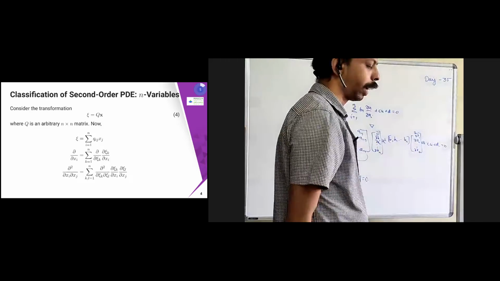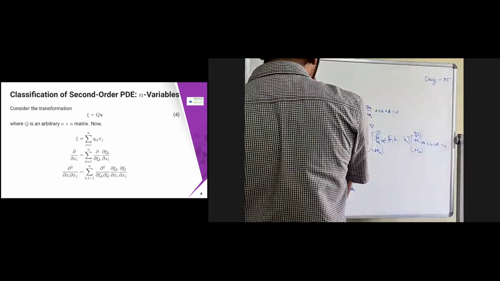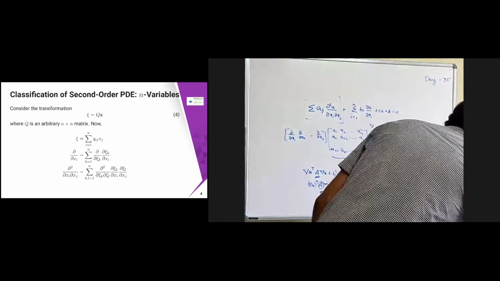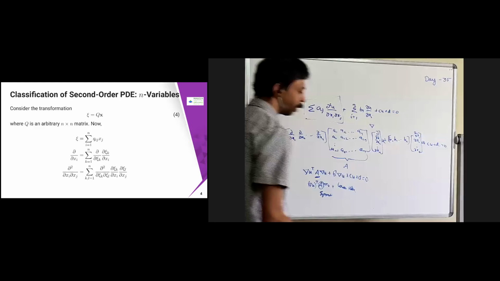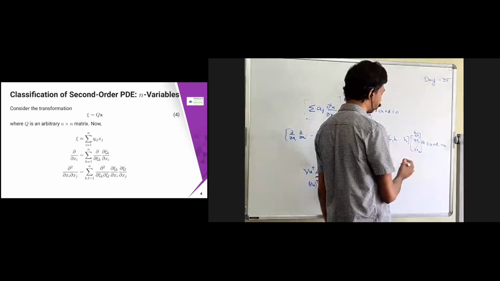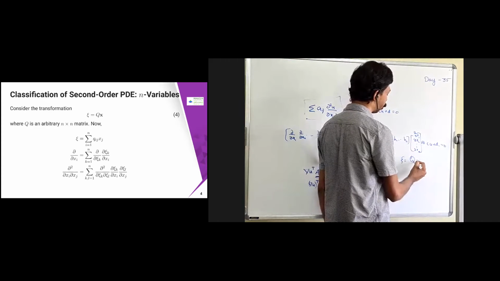So in this case, based on this one, I can classify this matrix. For this, I'm going to transform it once again. The transformation is I'm going to use chi equal to, okay. So suppose x1 and x2 are variables. I'm going to take chi equal to Q into x.